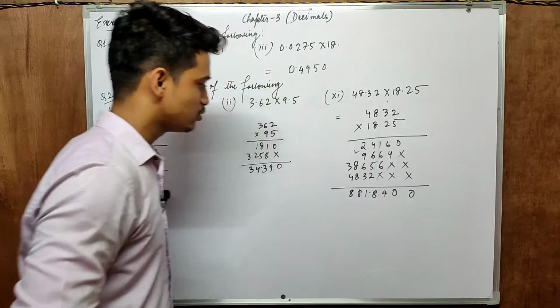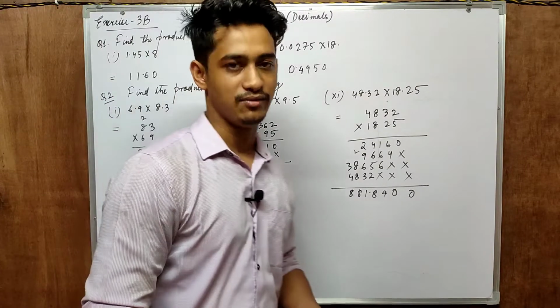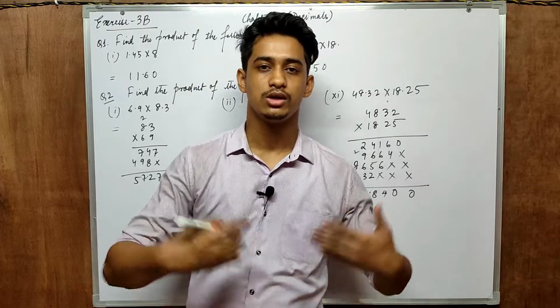So 81.8400. That is the answer of question number 2, 1, 2 and 11, right? So let's just move on to question number 3.